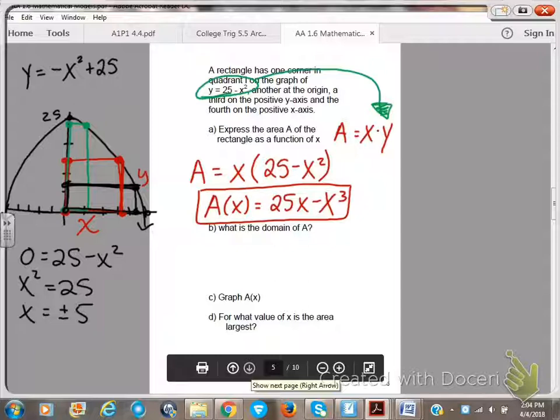Dylan? Hi. Got it? It takes a couple days. Yes, it does. It's the first time you've seen anything like this. It always takes a couple days the first time you do these types of word problems.